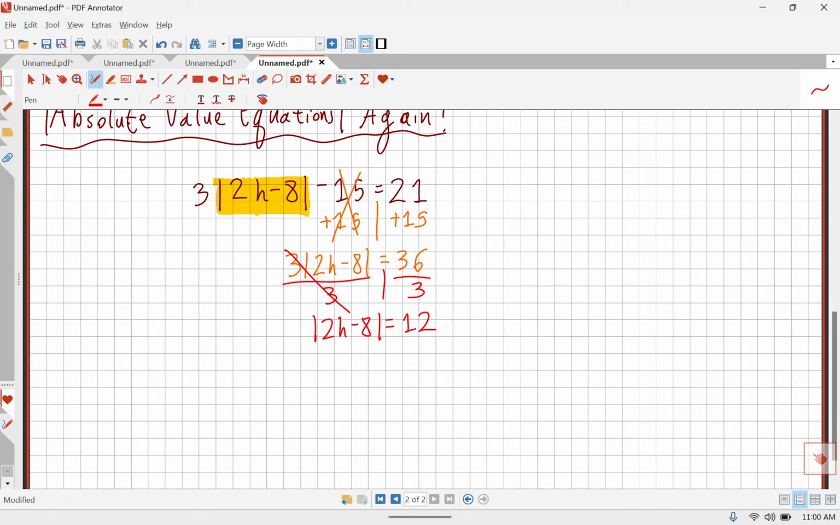And now that I've got my absolute values alone, I solve this the same way I solve anything. I split it up into 2 different scenarios and I solve for h twice. Give it a try and teach. Well done, Annika. You got to get rid of that stuff around there first.